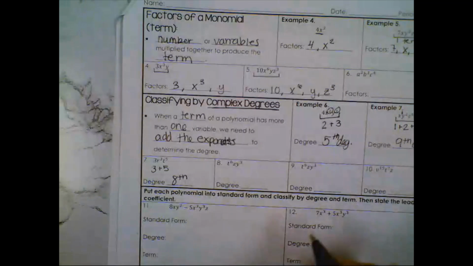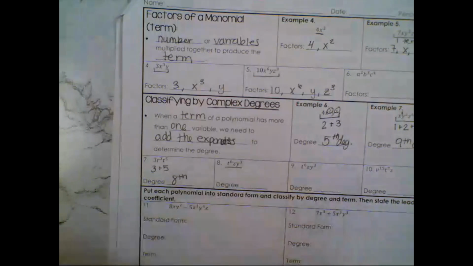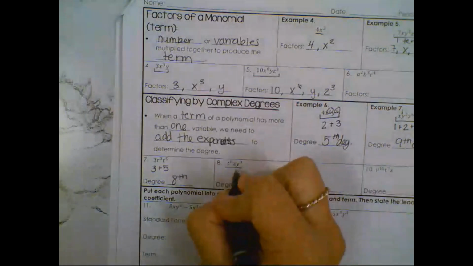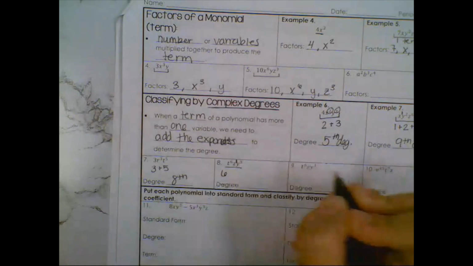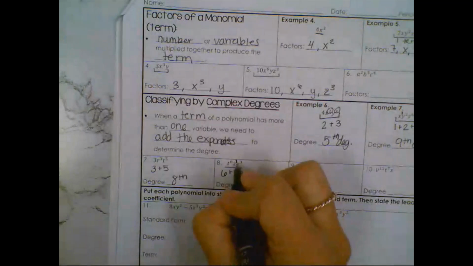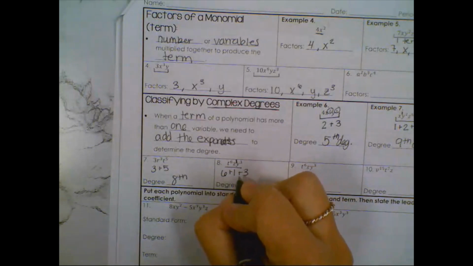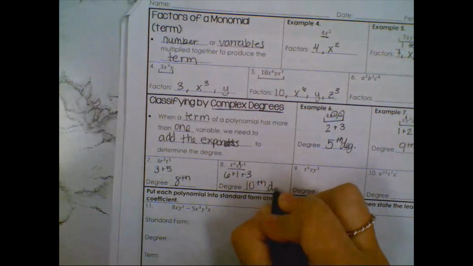So pause the video, try 8 on your own. Okay, so this one, again, we have some complex stuff going on, right? We have a 6, we have a z, and we have to remember that is technically to the first. So we also have a 1, and then we have a 3. So 6 plus 1 plus 3 is the 10th degree.